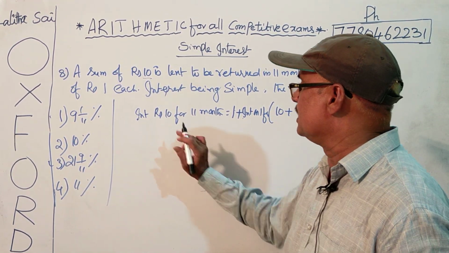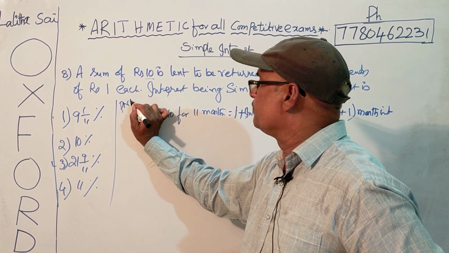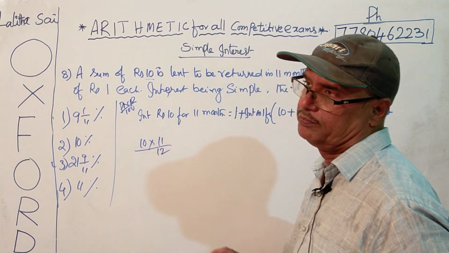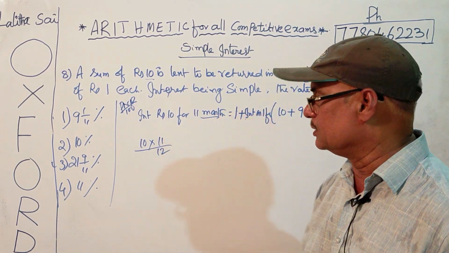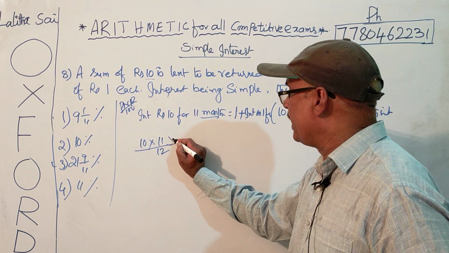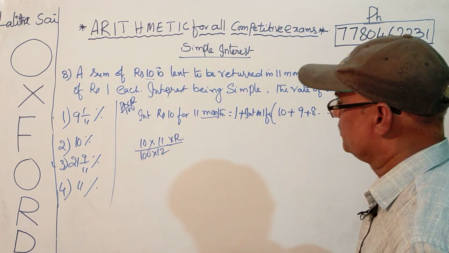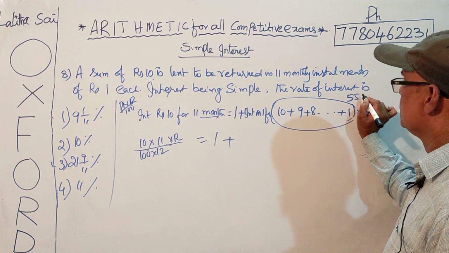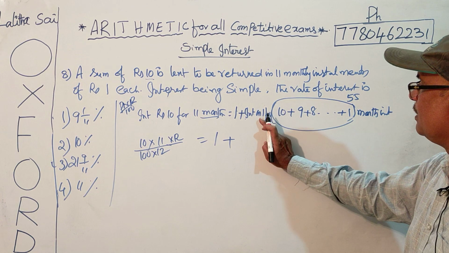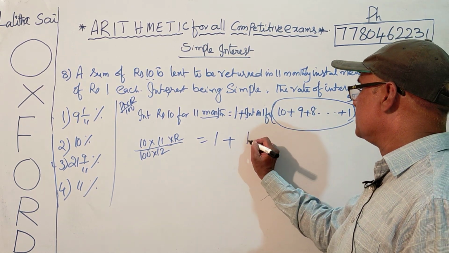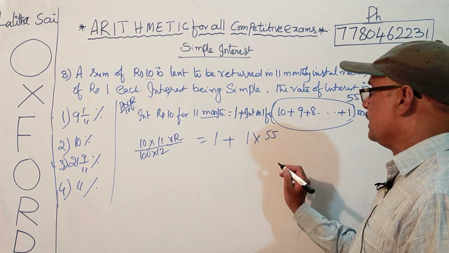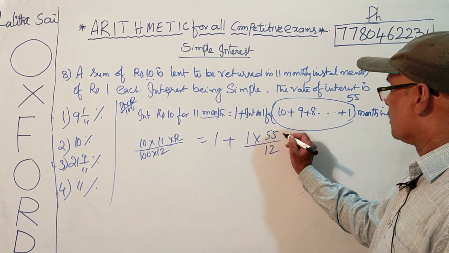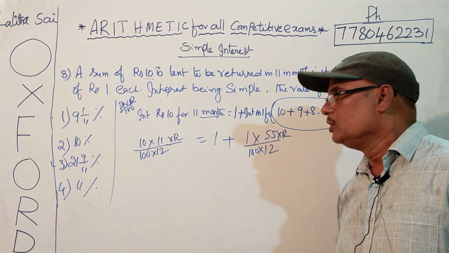So the total interest: you know the interest formula PNR by 100. Here P is 10, N is 11 months, that means 11 by 12. It is given in months and I have converted it into years. And R is what we have to find, into 100. Here it is 1 plus the sum of all these numbers from 1 to 10, that is 55. The sum of all these is 55. So 1 plus the interest for 55 months on 1 rupee. Again P is 1 rupee, and months is 55, so 55 by 12, into R, again by 100.